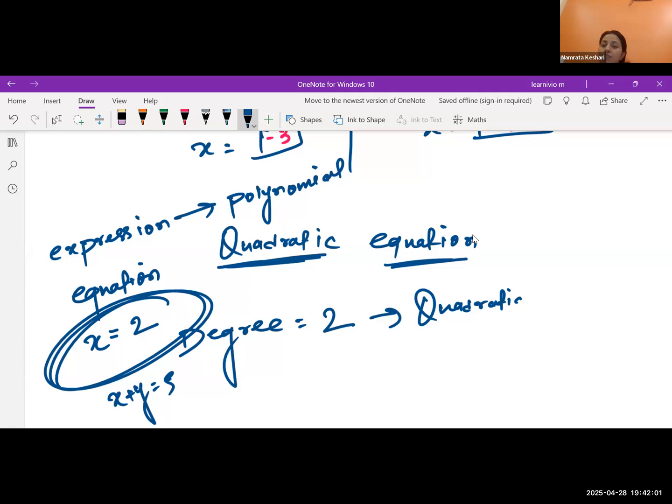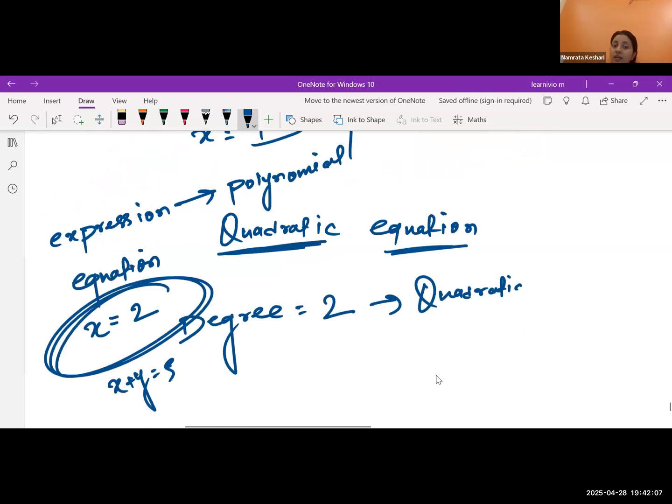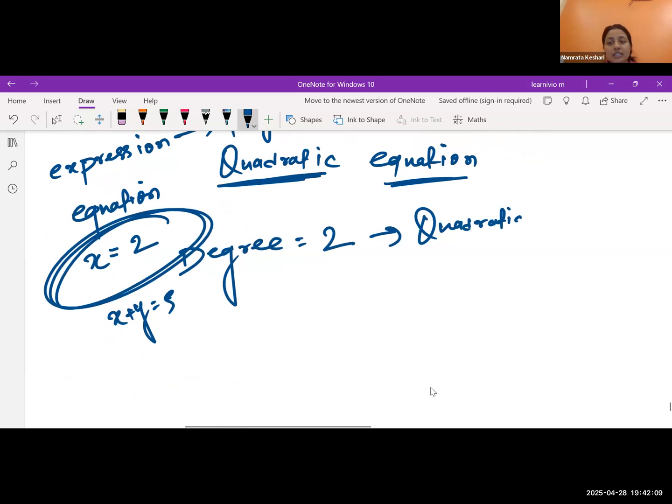Since the name of this chapter is quadratic equation, now you will understand that we are going to talk about quadratic, but in equation form this time. That time you saw quadratic in polynomial form. Polynomial is basically an expression. But this time we are having an equation.